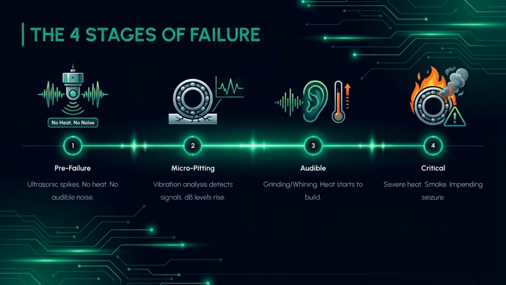Stage 1 is pre-failure with ultrasonic spikes. Stage 2, micropitting, shows detectable vibration. Stage 3 is audible, and Stage 4 is critical, involving severe heat and potential seizure.